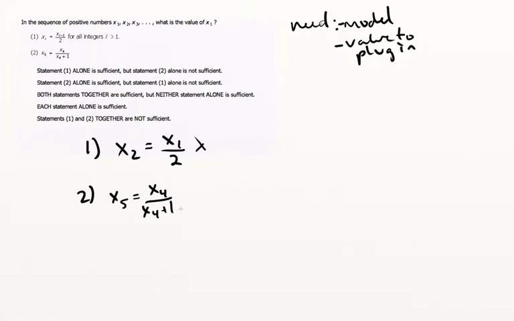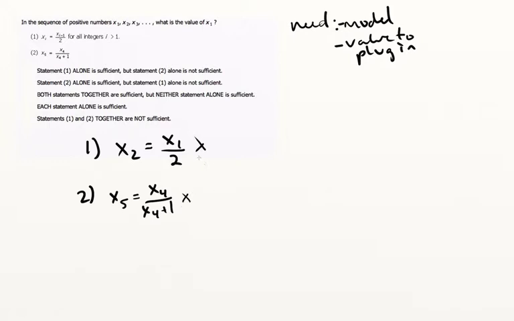Now, the thing is, we still have two variables in one equation, so that's obviously not going to give us any sort of specific value immediately. Because it's not providing a model, there's no way that we're going to be able to use it to count back to x sub 1. So that's not going to be sufficient.